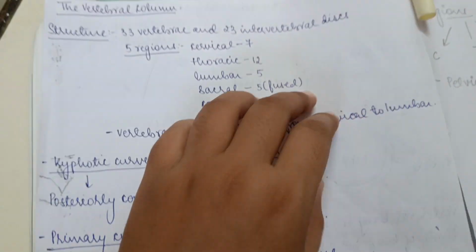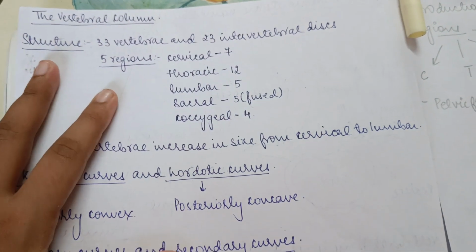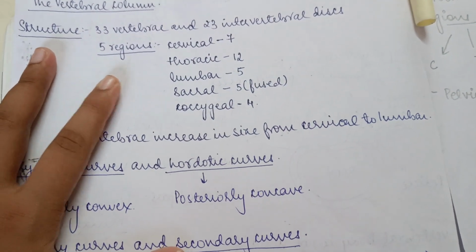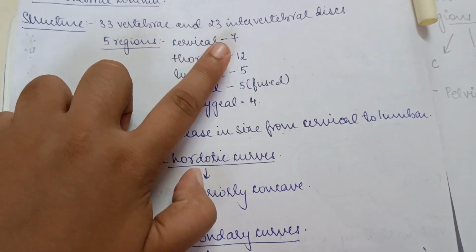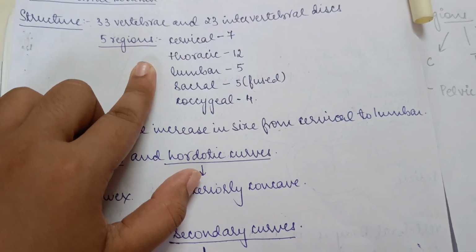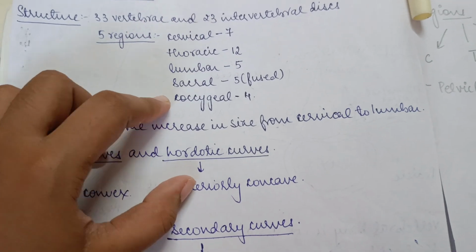We all know that vertebral column includes 33 vertebrae and 23 intervertebral discs. It is briefly classified into 5 regions, which include cervical, thoracic, lumbar, sacral and coccygeal. Cervical includes 7 cervical vertebra, thoracic is 12, lumbar is 5, sacral are 5 but they are fused to form 1, and coccyx they are also fused.